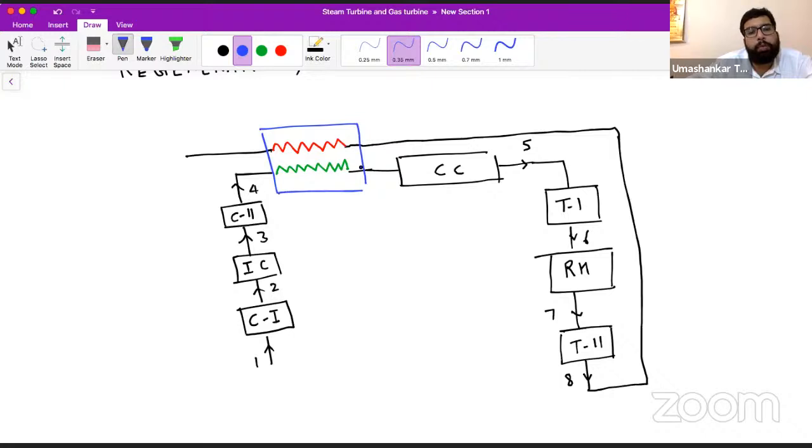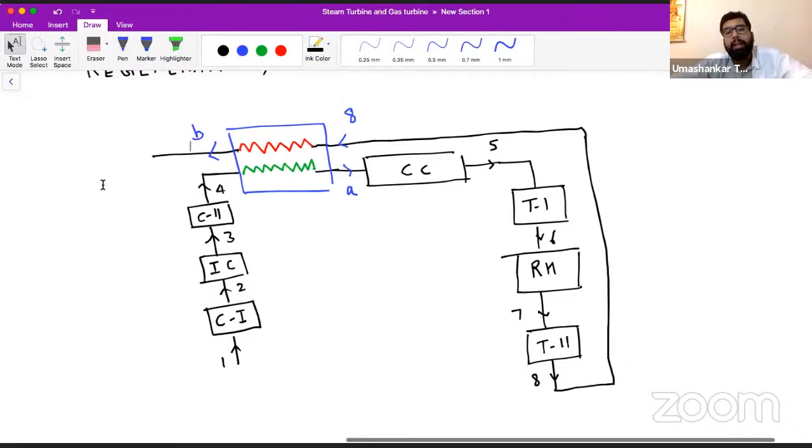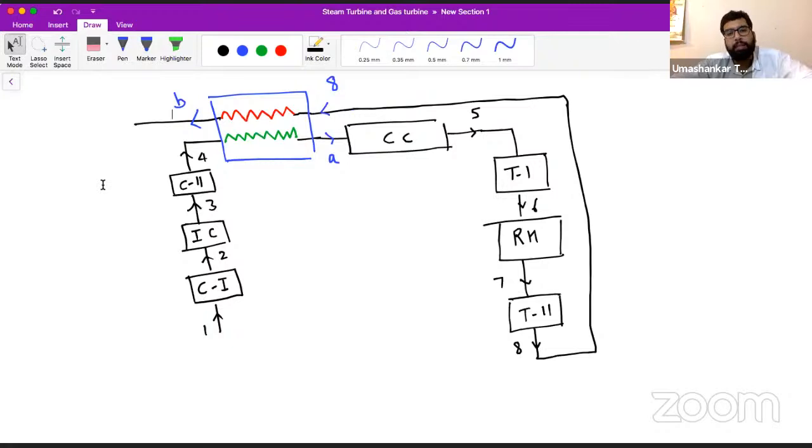So let's say from 4 to A, we have this regenerator, and here from A to B, we have this regenerator. So in the previous session, we have seen everything, effectiveness and all. And here we have this combined cycle in which we have combined intercooler, reheater, as well as the regenerator.